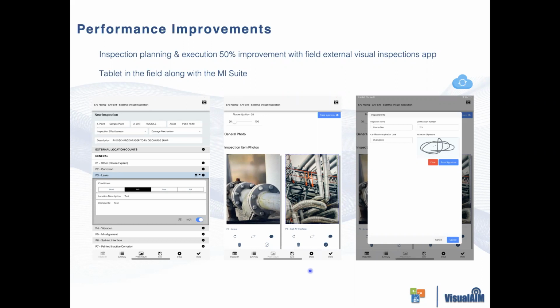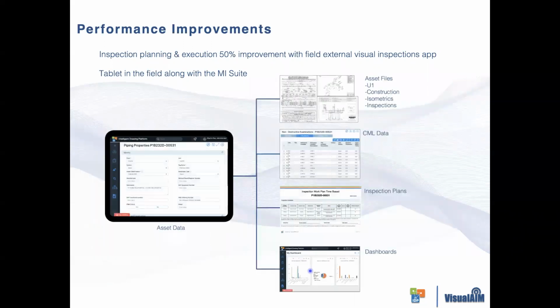And that second part to the 50% improvement is just the ability of utilizing tablets out in the field and having access to the mechanical integrity suite system. Because once you complete this data migration process, you not only have access to your asset data, but you also have all of the asset files that come appended to that particular piece of equipment, like U1 documentation, construction documents, isometrics for piping circuits, and all inspection history records, as well as all of your CML data, inspection plans, and even dashboards of information so that you can see the overall metrics of the plant. And it's all accessible via the mechanical integrity system.